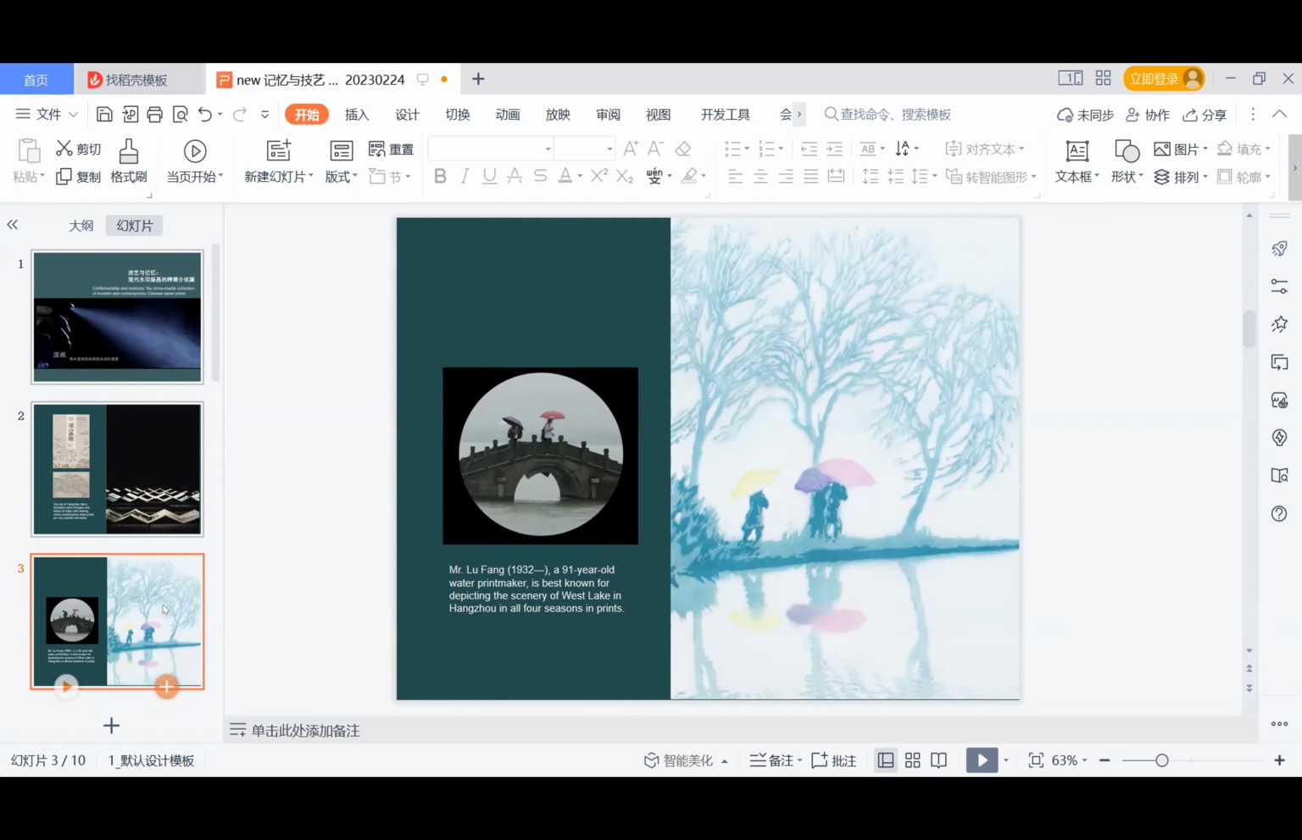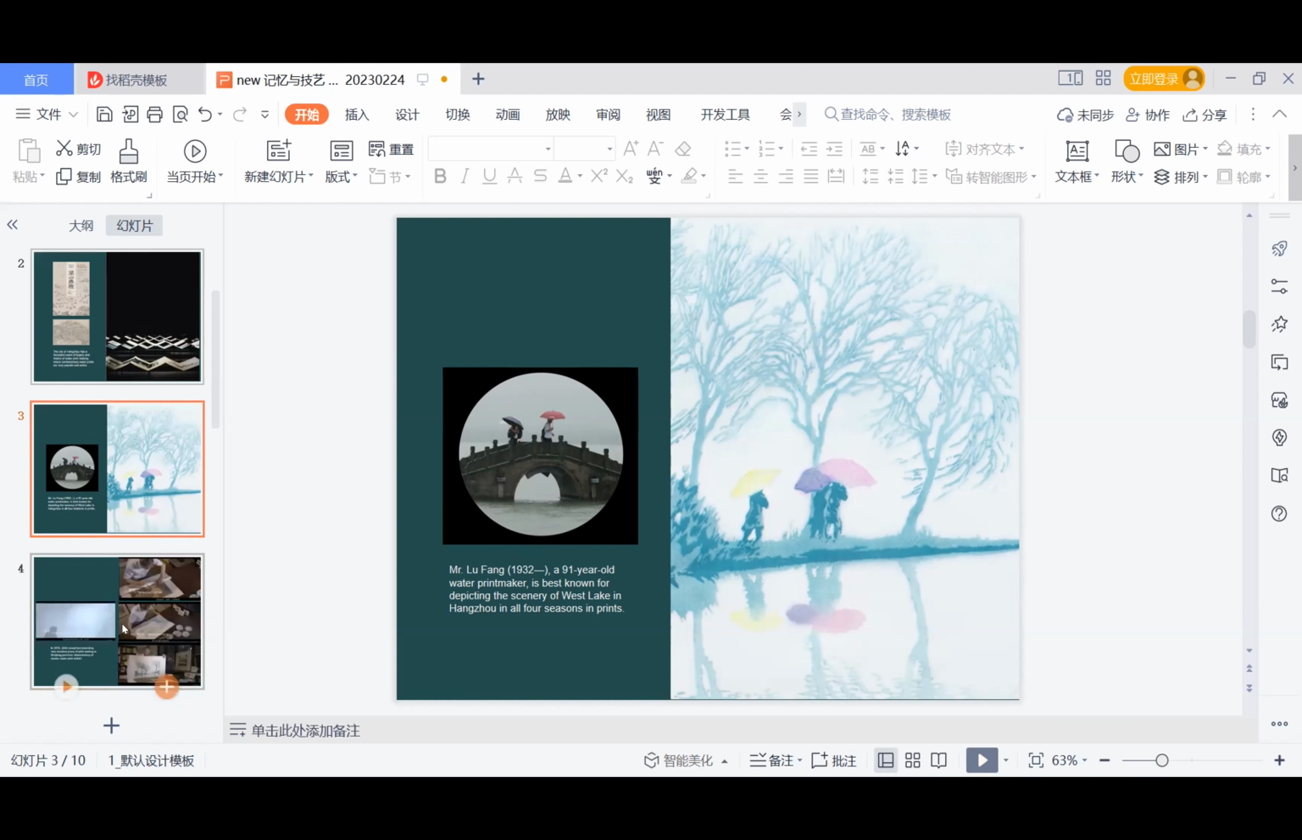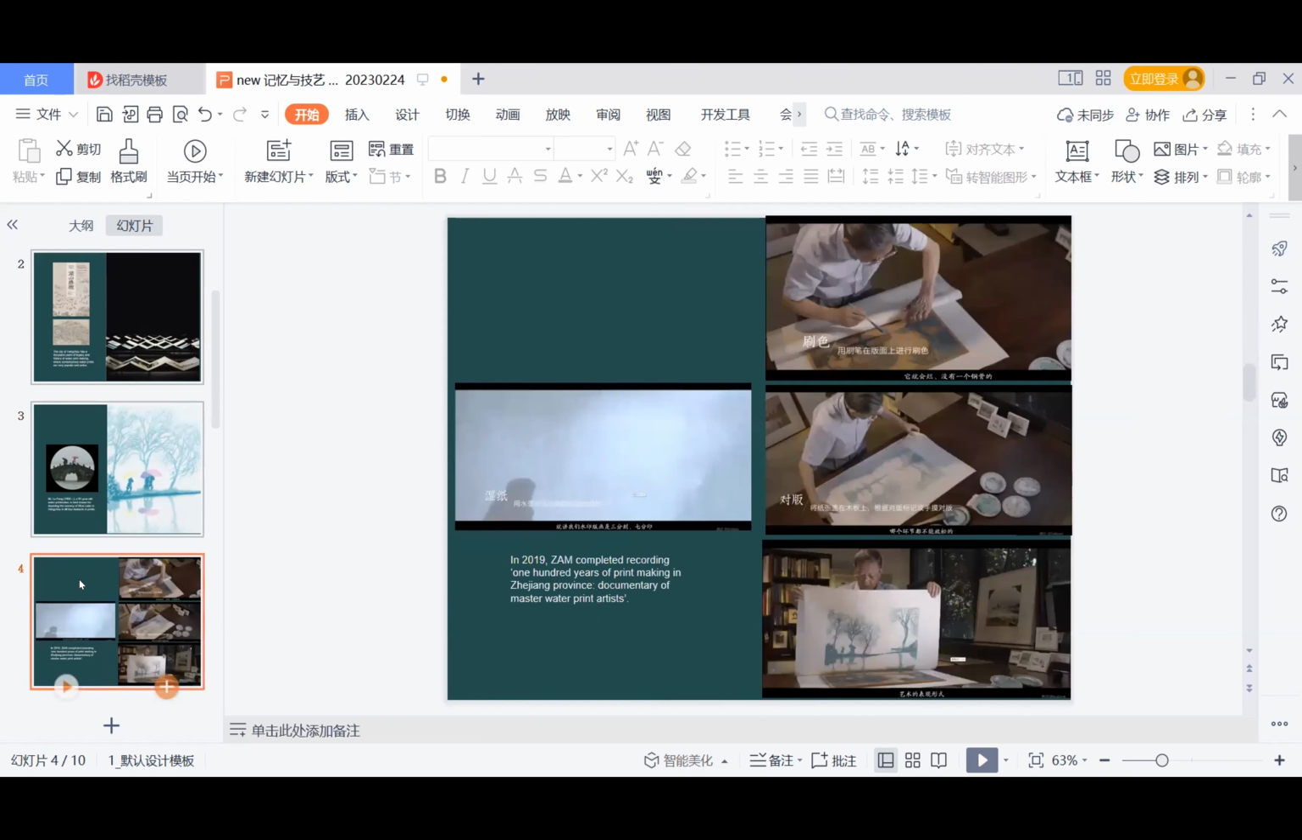Lu Fang is a 91-year-old water printmaking artist. He's best known for depicting the scenery of the West Lake in Hangzhou throughout the four seasons. Hallmarks of water prints, such as the sense of expansive softness as a result of the high level of moisture in the making process, and an elegant quality are evident in Lu Fang's work.